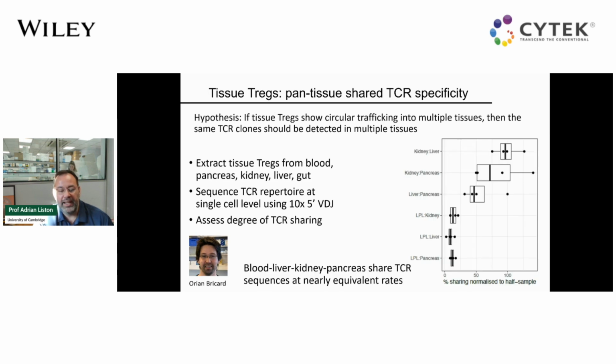In fact, we can calculate how much sharing we see based on a normalization ratio. And if we do this, we see about 60 to 70% sharing between the kidney, the liver, and the pancreas, while the amount of sharing between the gut and those organs is more like 10%. So there's very strong sharing across the non-lymphoid, non-gut tissues.